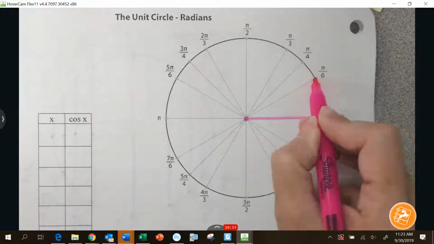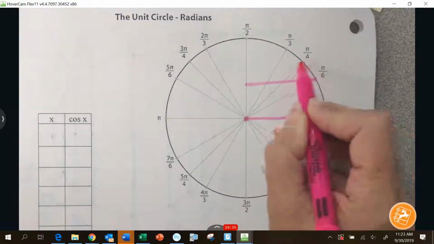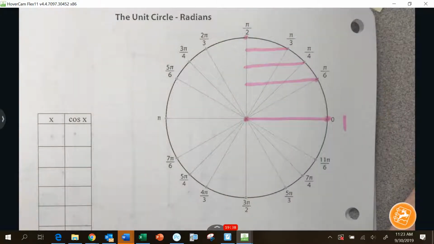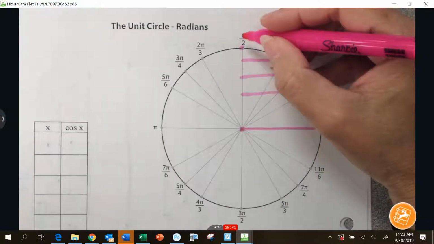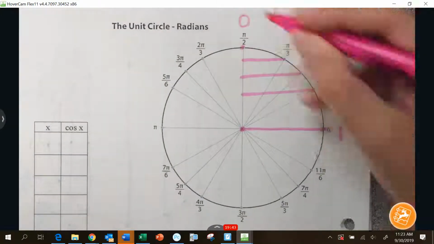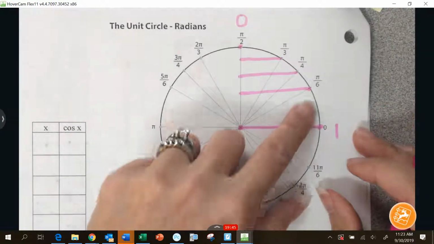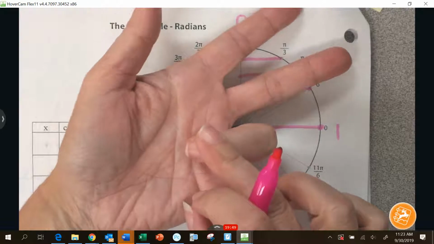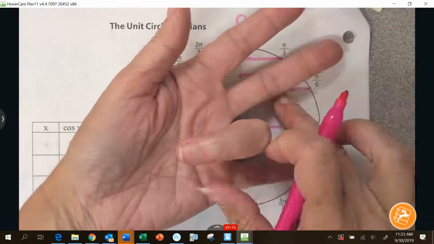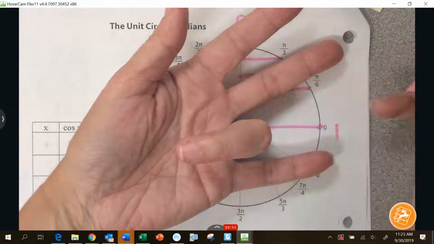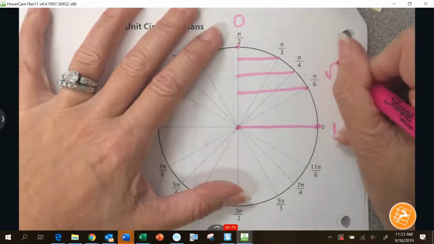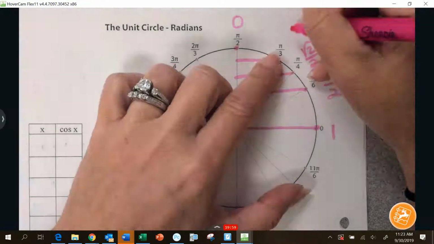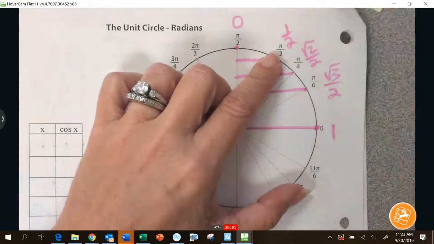At pi over 6, we have a length. At pi over 4, we have a length. At pi over 3, we have a length. And at pi over 2, I don't have any length. What is it at pi over 2? 0. Now, just filling these in, at pi over 6, if you're using your hand thing, this is the comma. At pi over 6, it's going to be the x value, so it'll be the first 3 fingers. So that'll be radical 3 over 2. At pi over 4 is radical 2 over 2. And at pi over 3 is 1 over 2.